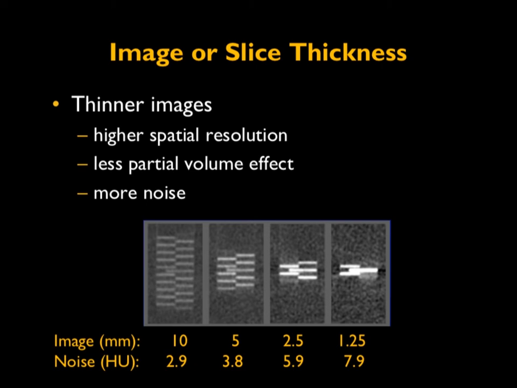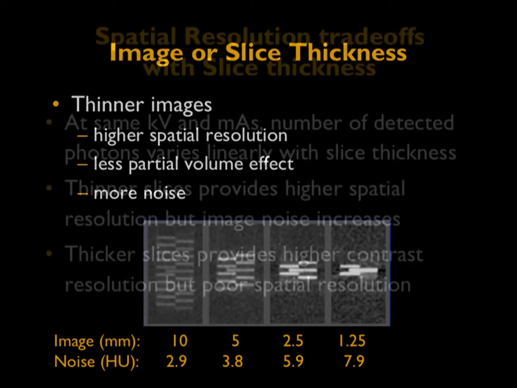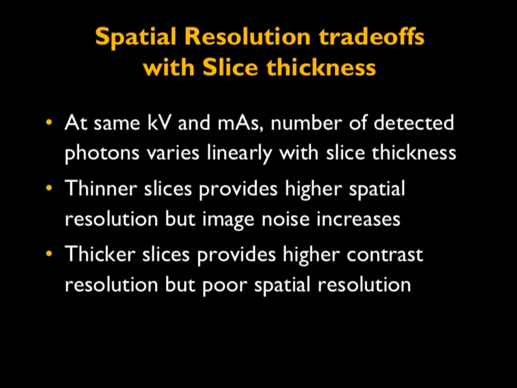The trade-off is as follows. At the same tube voltage and tube current, the number of detected photons arriving at the detector varies linearly with slice thickness, which means thinner slices provide higher spatial resolution, but image noise increases. The image noise can be decreased by reconstructing into thicker slices, because thicker slices provide higher contrast resolution but poorer spatial resolution.